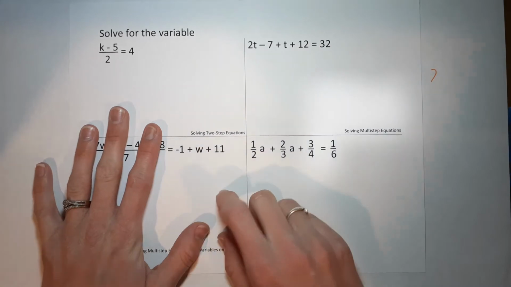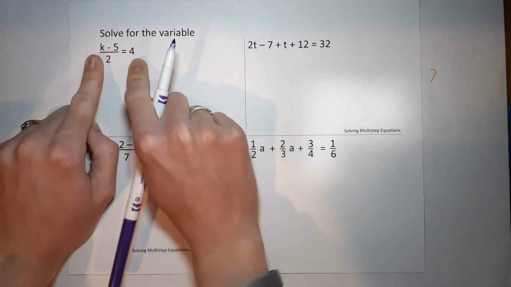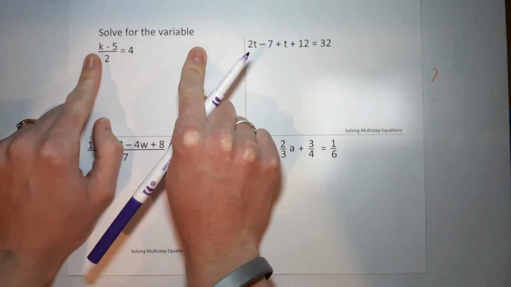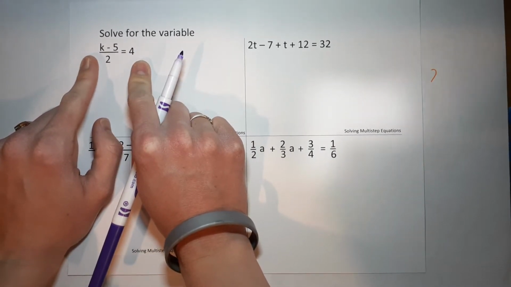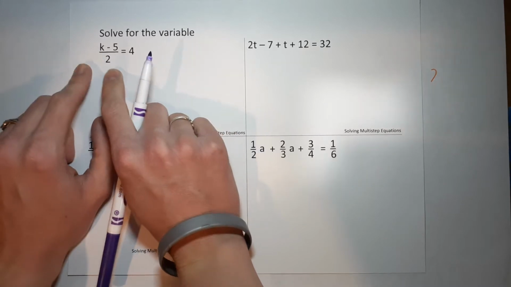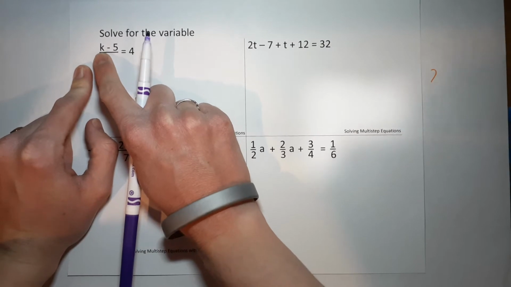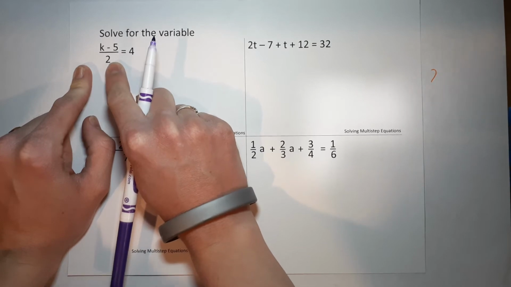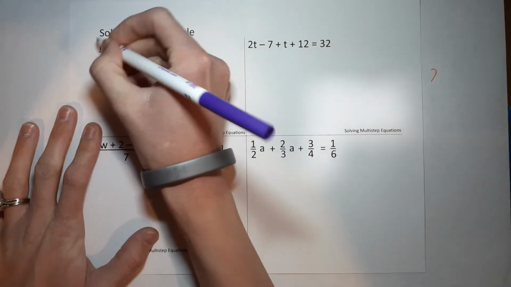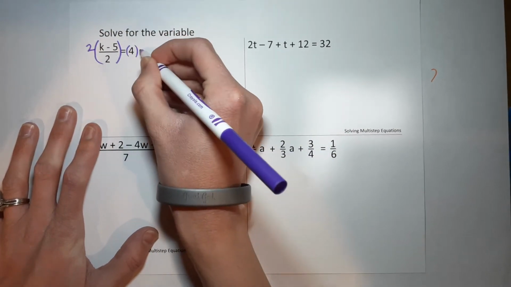Okay, let's first do this two-step equation here. My whole goal, what I want in the end, is k equals something. It's the number that makes this true: a number minus 5, divided by 2, equals 4. To find that, I just need to undo everything that's being done to k. So we have k minus 5 divided by 2. First I need to get rid of that whole divide by 2, so I'm going to multiply by 2 on both sides.